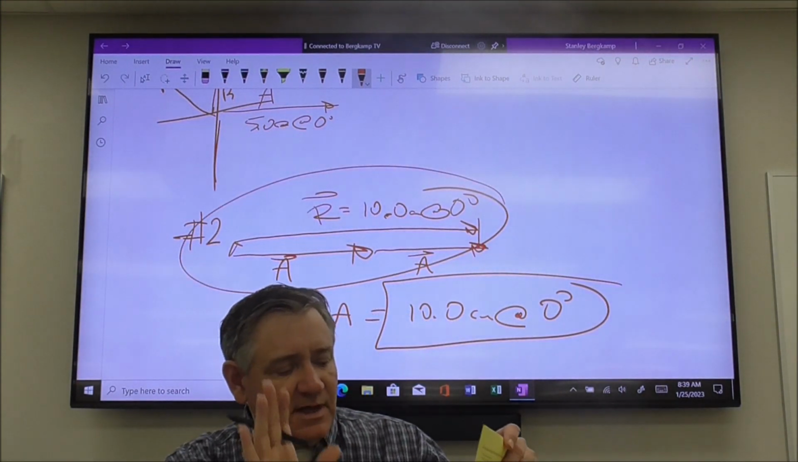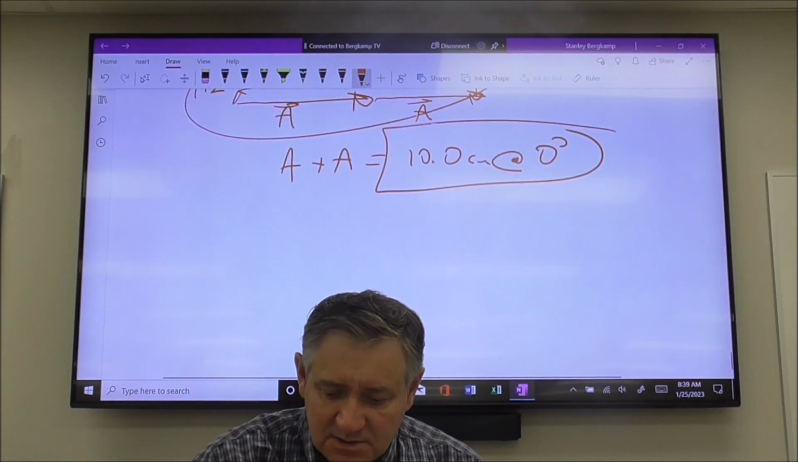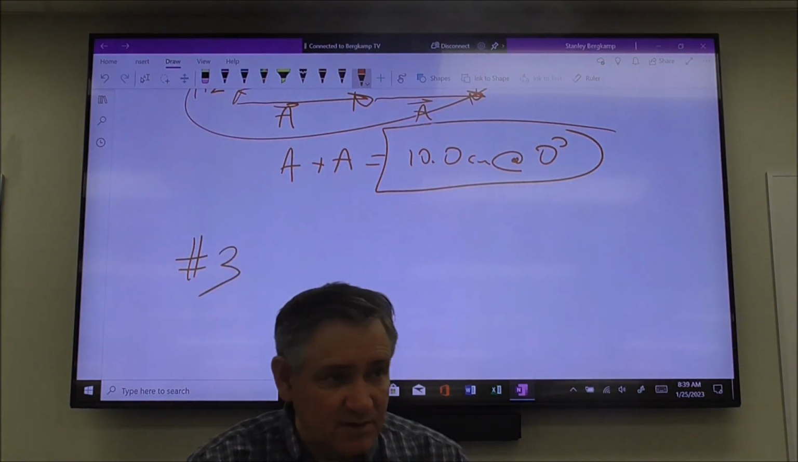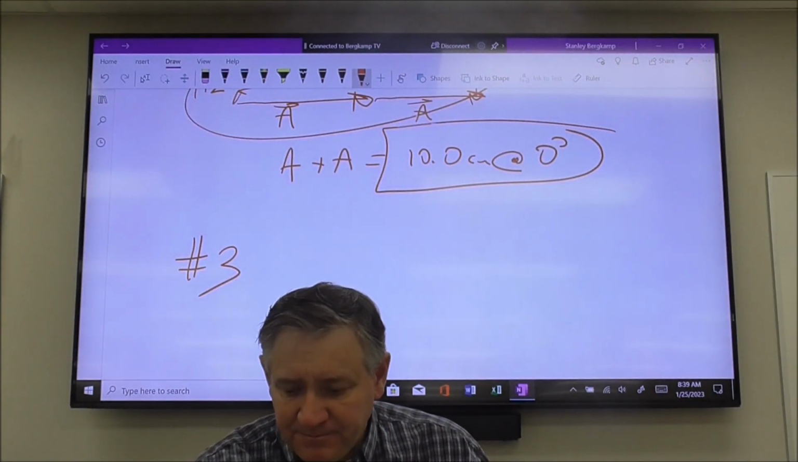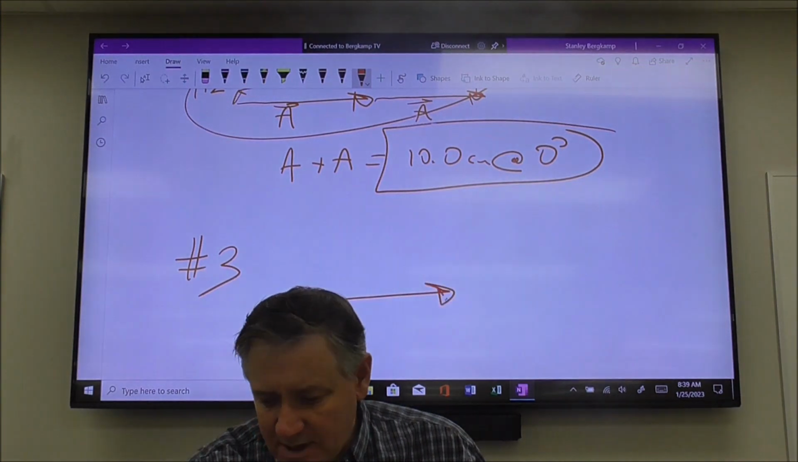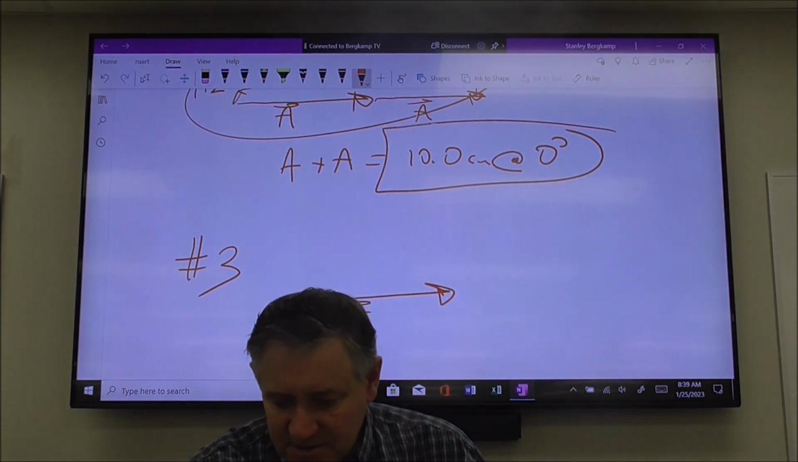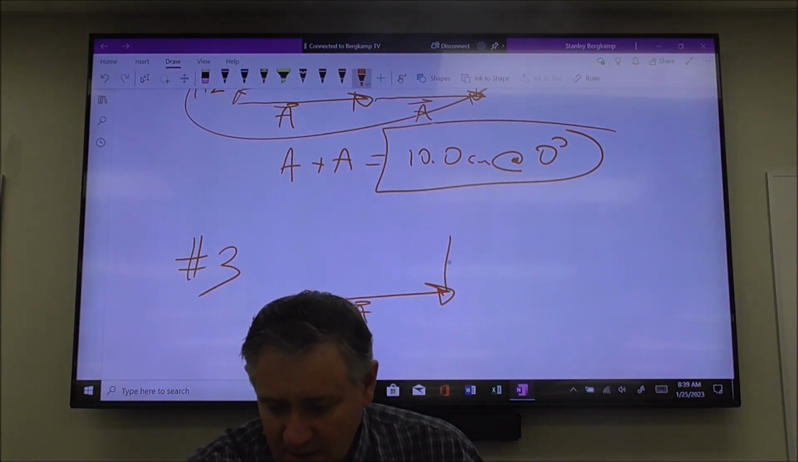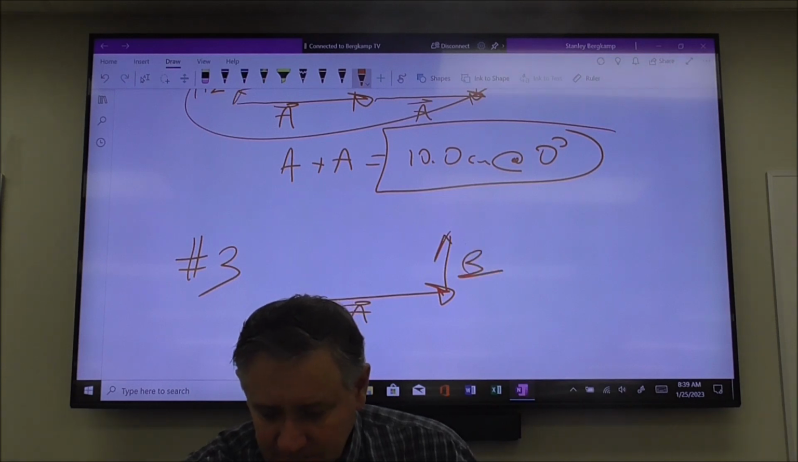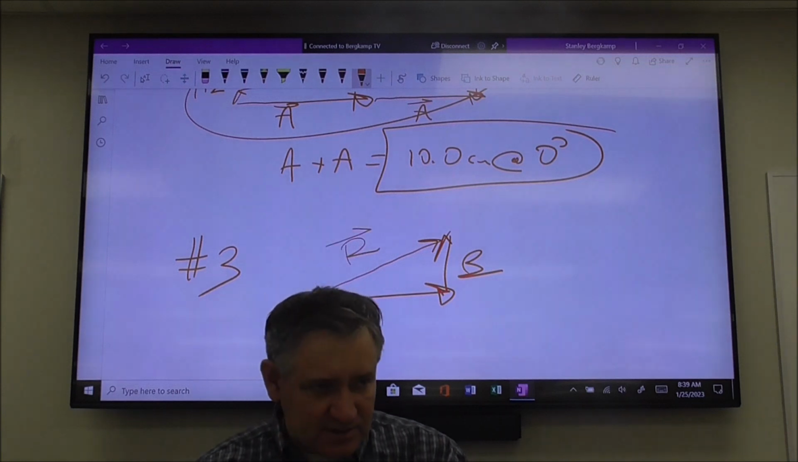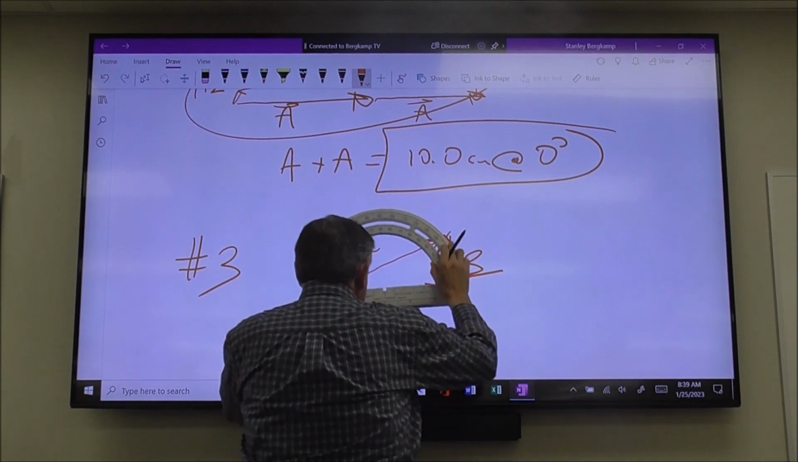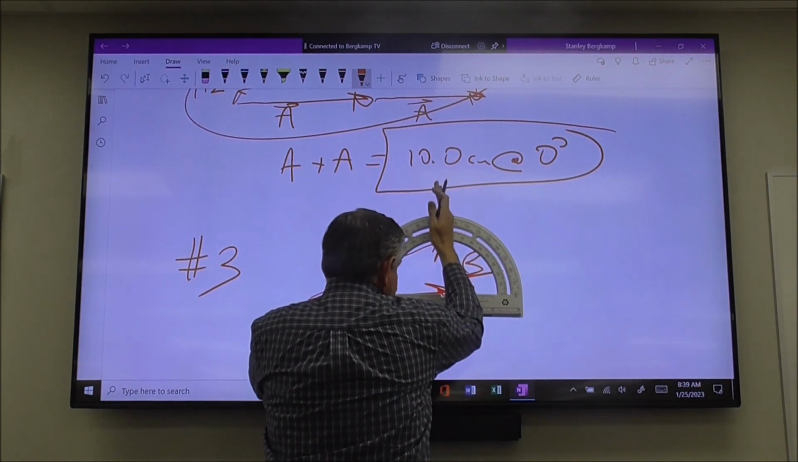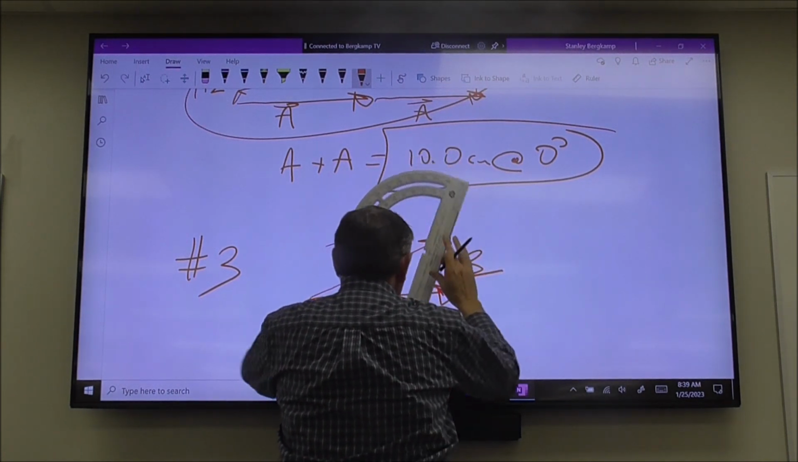Now, let's talk about number 3. Here's what I'm going to get you started on some of these. On number 3, you're going to add vector A to vector B. So I'm going to draw vector A. Here's my 5 centimeters. And then I'm going to draw vector B from the end of that. And then I'm going to draw that result. Okay? So you're going to take your ruler, measure out 5, make a 90-degree angle, come up, draw that.